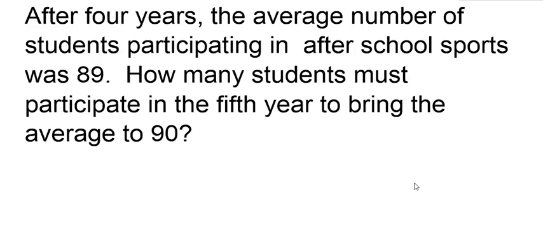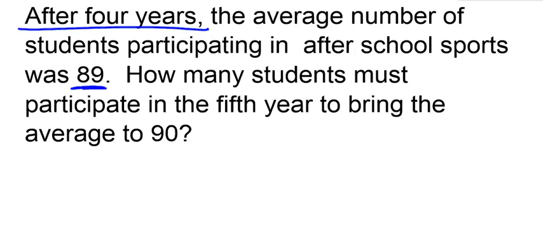Okay, let's stick with average and continue working with this and see how we would solve a problem like this. So basically what we want to do is change our overlying average. We have to take the information given to us. So we have 4 years, average of 89. Okay, so how many students are participating then? What's the sum of the students?